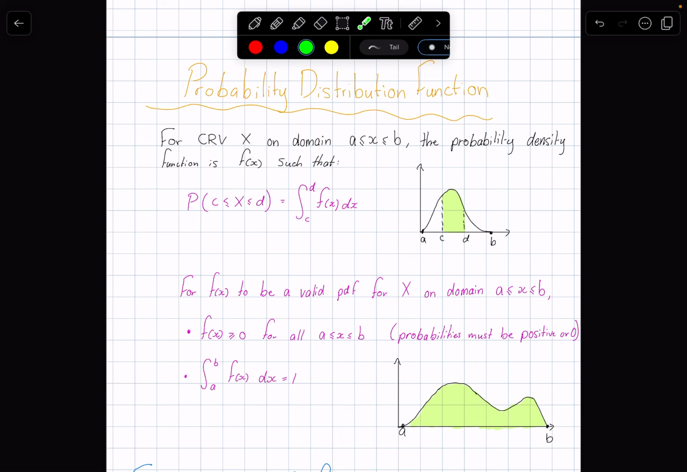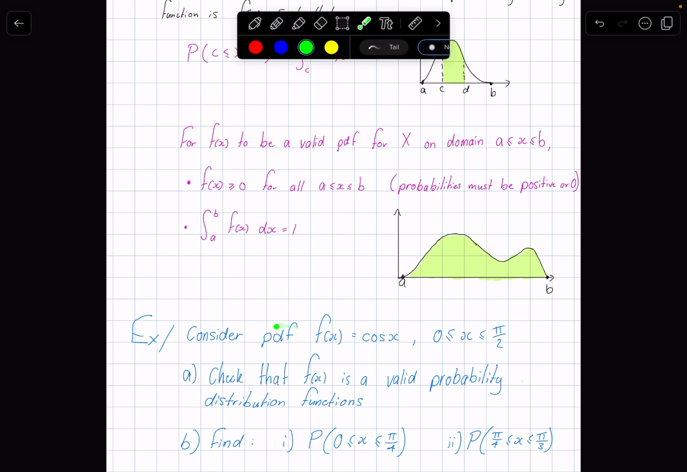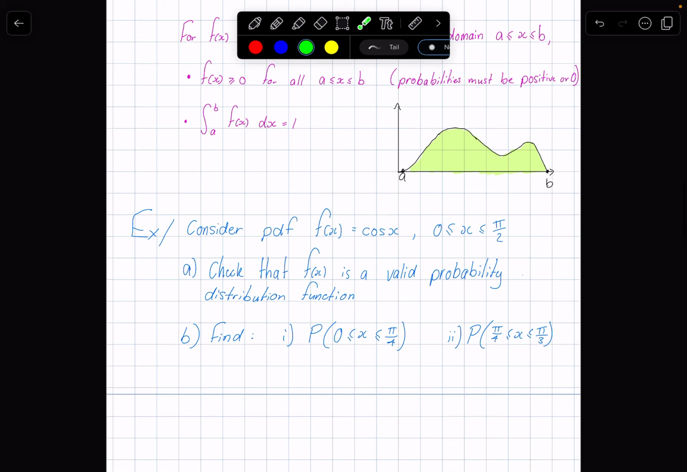We're going to do an example and show you by hand using the fundamental theorem of calculus, but you can go on and check my answers on the calculator as well. So consider the probability distribution function f of x equals cos of x, between 0 and pi on 2. So check that f of x is a valid probability distribution function. Now we know with our unit circle that between 0 and pi on 2, cos of x is positive. So that ticks that box.